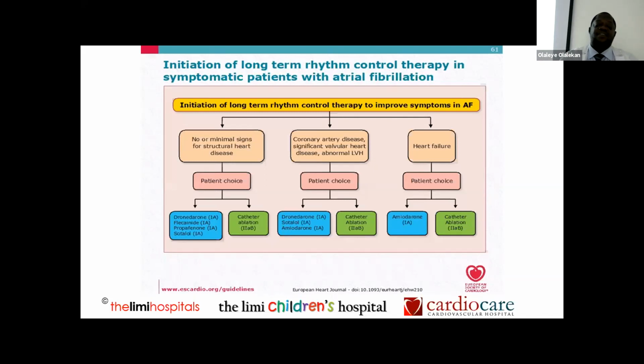So for long-term rhythm control, also follow the same approach. You consider underlying structural disease or no structural disease. Once there is no structural disease, you can go with flecainide, propafenone, and all that. But once there is any form of structural disease, just think of amiodarone.